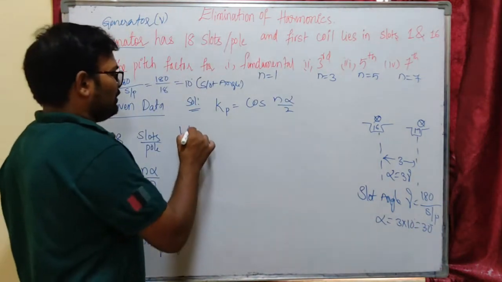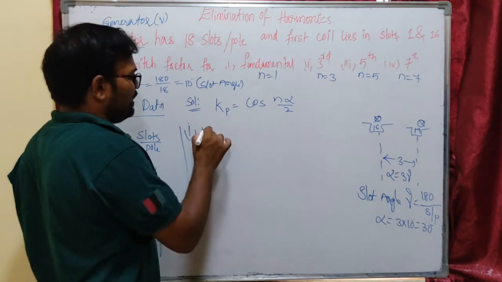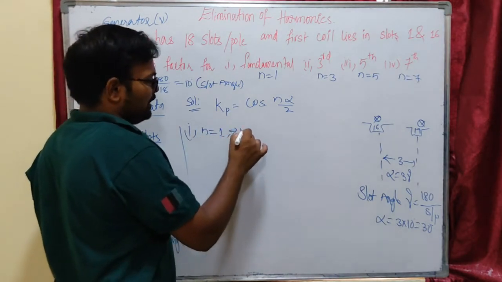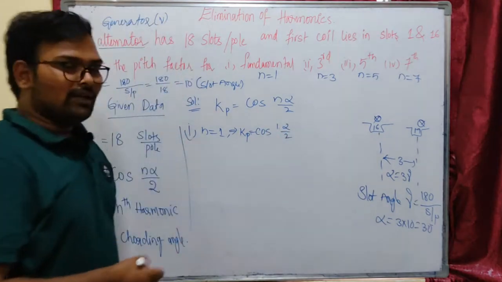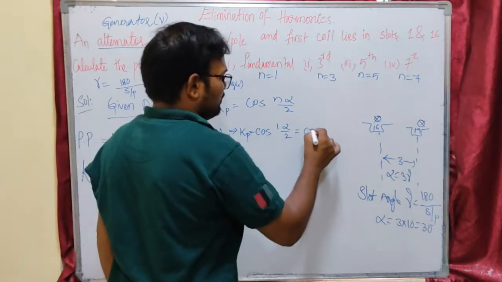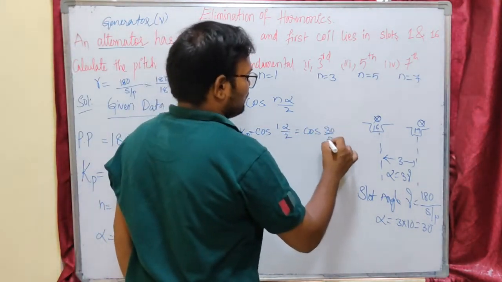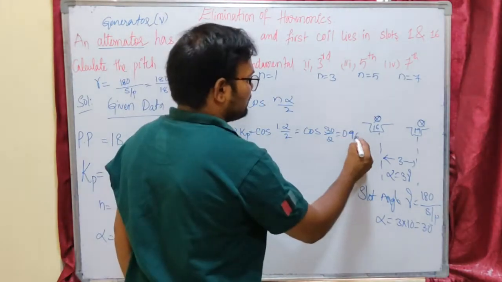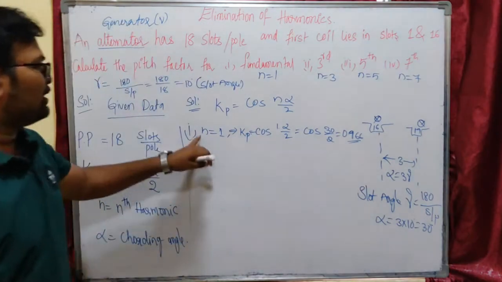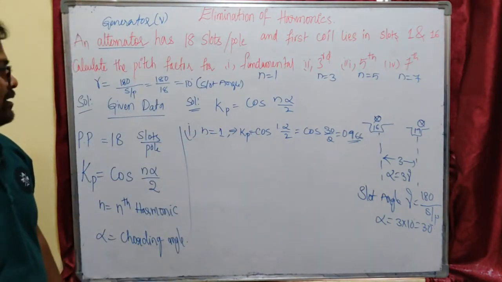So you can find out the values. For the fundamental, n equals 1 here. So our Kp will be equal to cos of 1 times alpha by 2, which is cos of 30 by 2. So cos of 30 by 2 is 0.966. This is the fraction of pitch factor that should be multiplied to get the short pitch winding EMF.